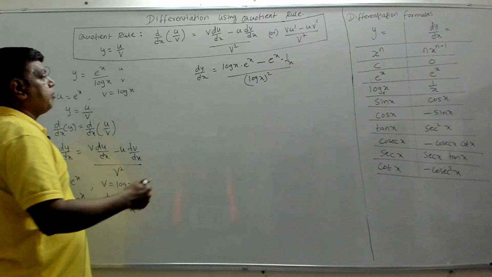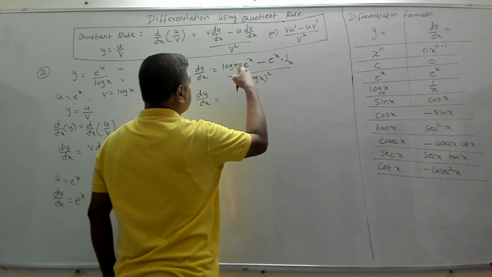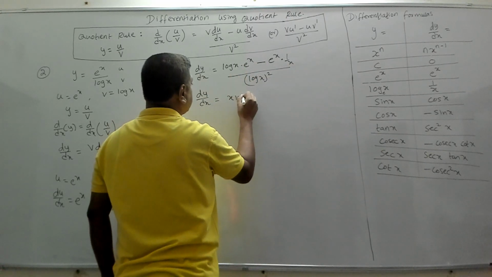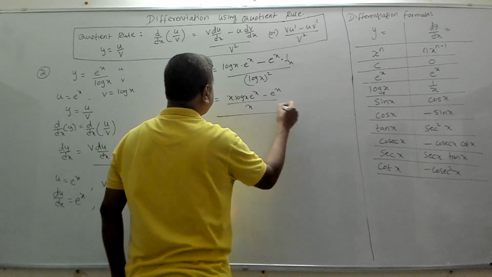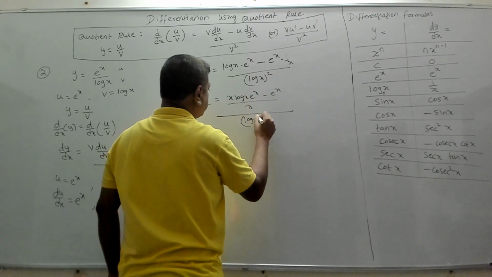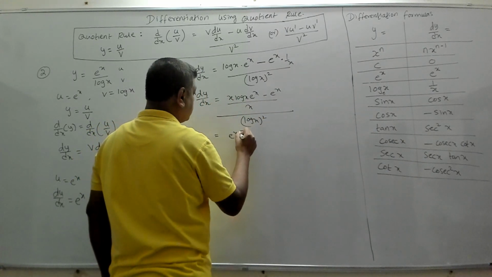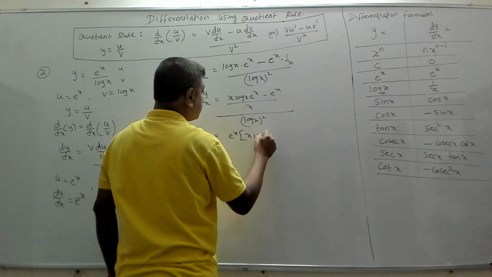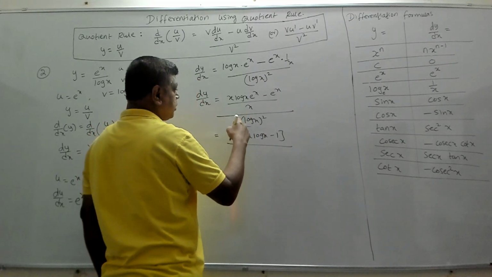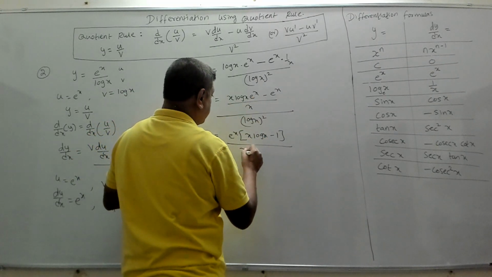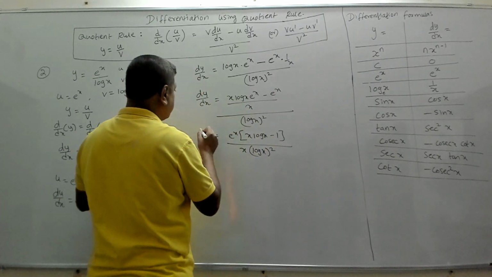Now if you simplify this further, dy by dx is equal to, multiplying x into this, you get x log x e power x minus e power x by x, whole divided by log x the whole square. If I take e power x common from the numerator, we get x log x minus 1, and this x will come down because it's fraction division. So you get x into log x the whole square. That is your dy by dx.